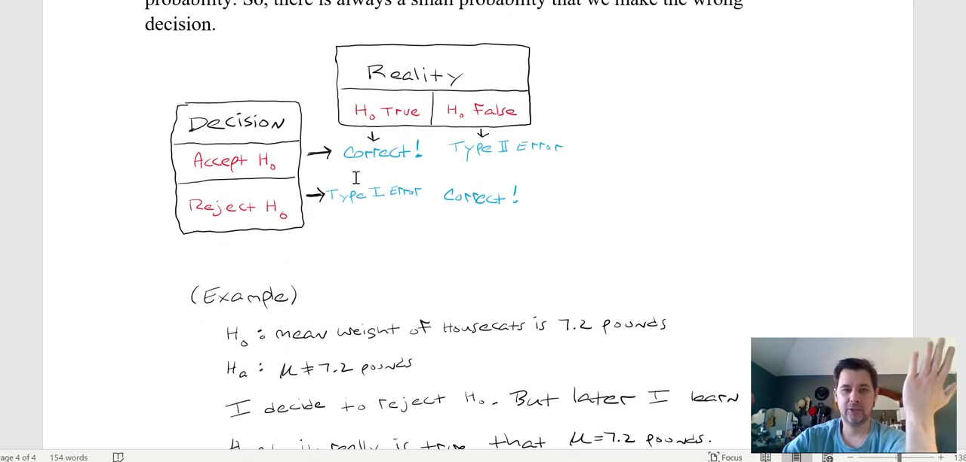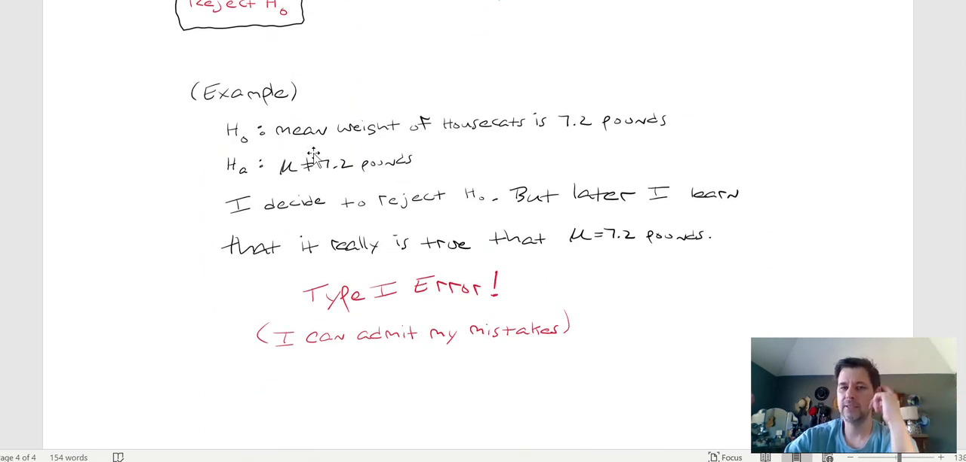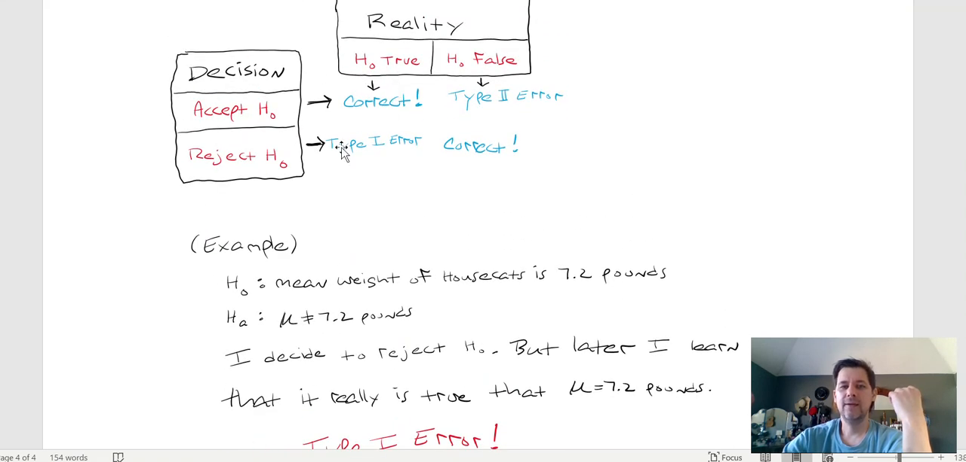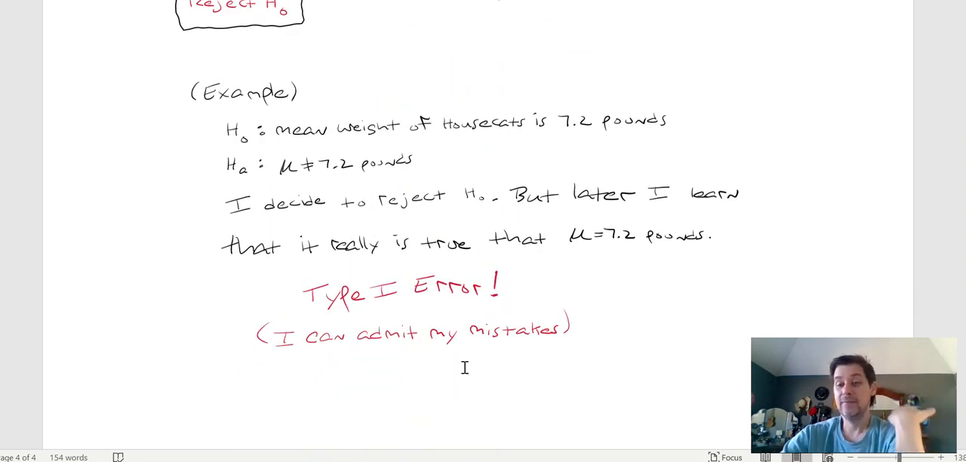It's all in that chart right there, but let's do one example. Suppose H naught, the null hypothesis, is that the mean weight of a house cat is 7.2 pounds, and the alternate hypothesis is that the mean weight of a house cat is not 7.2 pounds. Suppose I decide, based on all these statistical tests I did, to reject the null hypothesis, but later I learn that it really is true that the mean weight of a house cat is 7.2 pounds. Which type of error would that be? That would be a type 1 error, because I rejected it, but the null hypothesis was actually true. Yes, type 1 error. I can admit my mistakes.